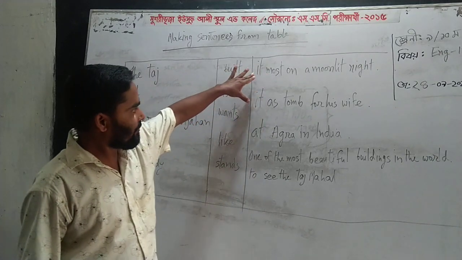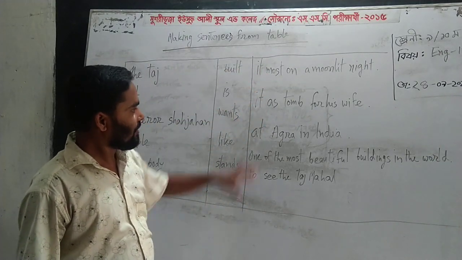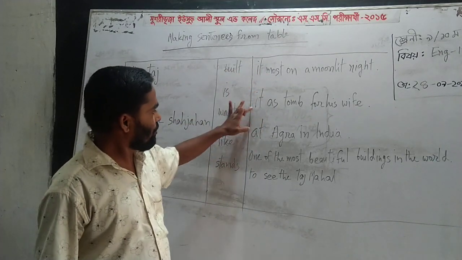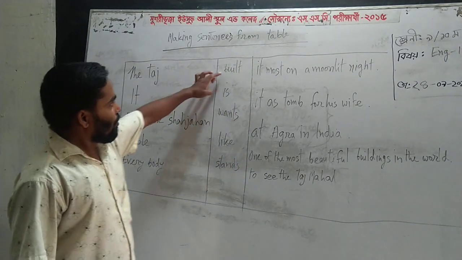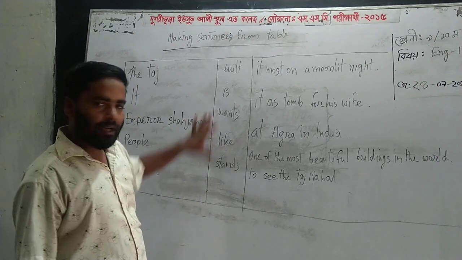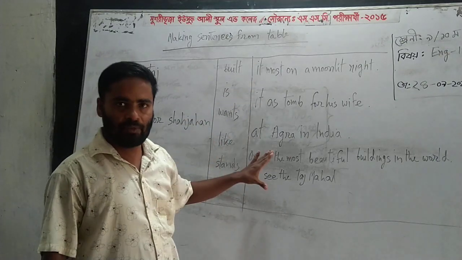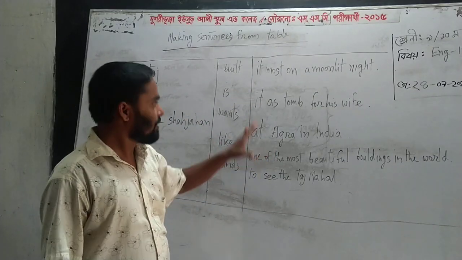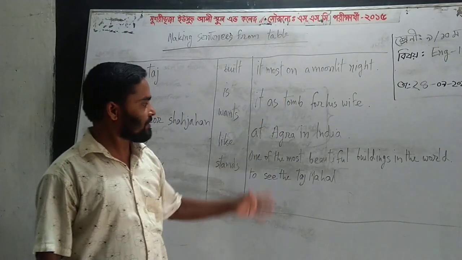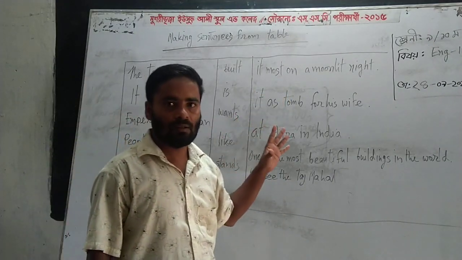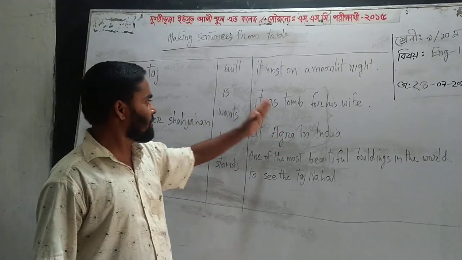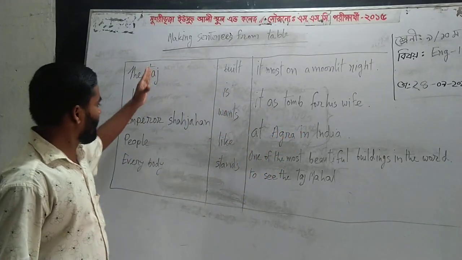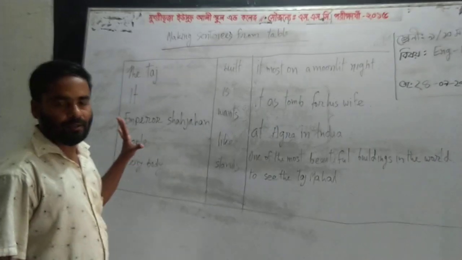Have a look. There are 5 sentences in this column. 1, 2, 3, 4, 5. So 1, 2, 3, 4, 5. 5 verbs. 5 objects. So this sentence obviously goes to the object part. So these are objects, this is verb, and these are subjects.